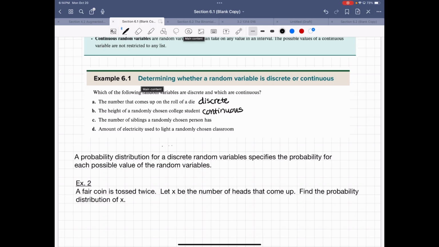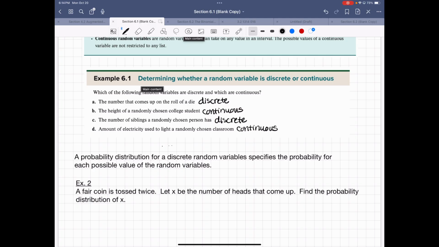The number of siblings a randomly chosen person has. That is discrete. Because here's the deal, guys. We can't get 2.5 siblings, right? That's why that one's discrete. We either get 1 sibling, 2 siblings, 3, 4, 5. You're getting whole numbers there, okay? Amount of electricity used to light a randomly chosen room. That is continuous. Okay, good.